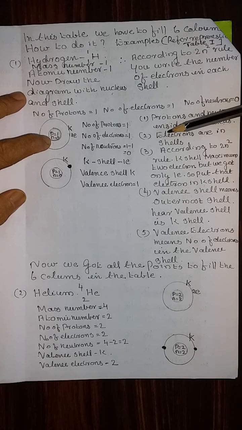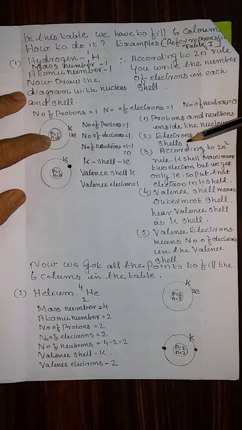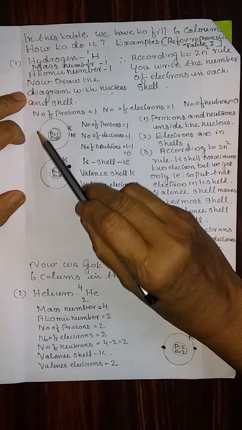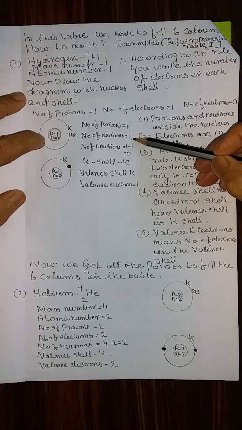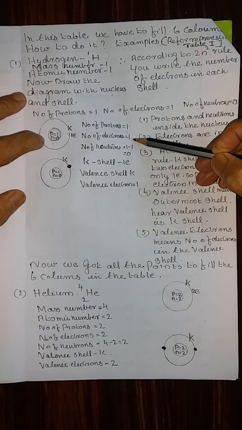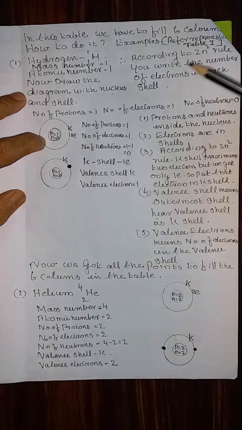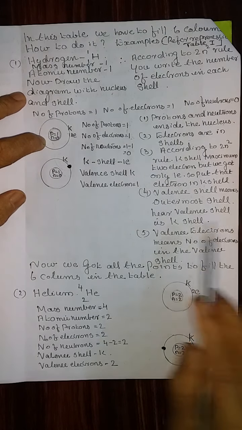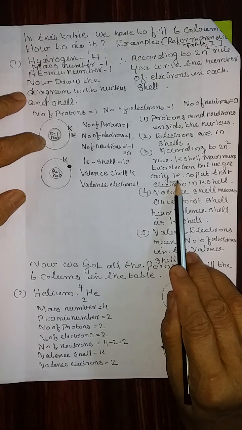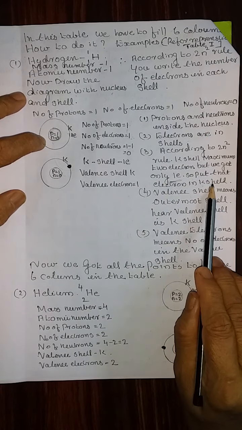Now, electrons are in shells. Therefore, you just draw one shell. How many electrons you have depends on the number of shells. Therefore, we got only one electron. According to the 2n squared rule, the K shell holds a maximum of 2 electrons, but we got only one electron. Therefore, put that electron in the K shell.